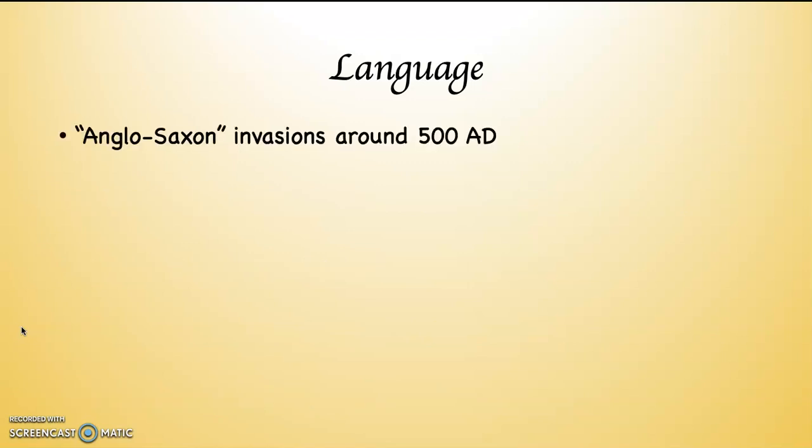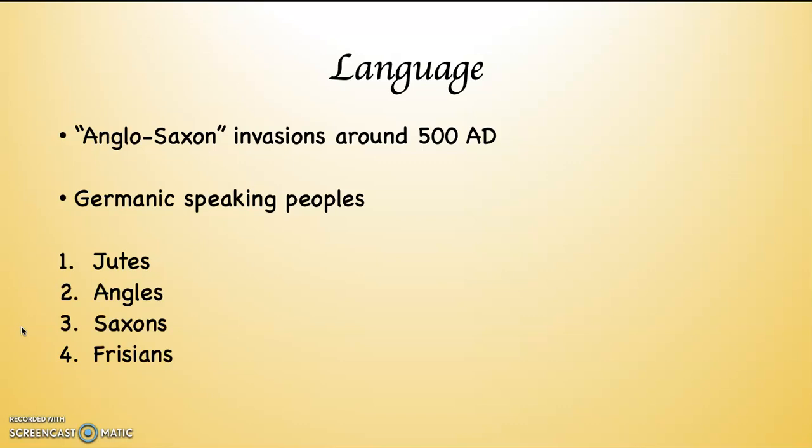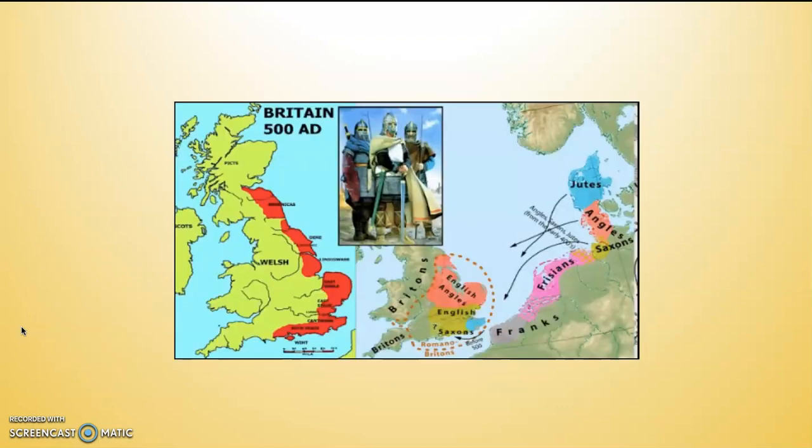The Anglo-Saxon invasions began about 500 AD. These were Germanic-speaking peoples. They included the Jutes, the Angles, the Saxons, the Frisians, and the Franks. This is a reason I put Anglo-Saxon in quotes, because it wasn't just Angles and Saxons. It was all of these people. Where did they come from? Well, the Jutes, the Angles, and the Saxons all came from the area in and around modern Denmark. Then the Frisians and the Franks came from what would be today modern Germany, the Netherlands, Belgium, and France.